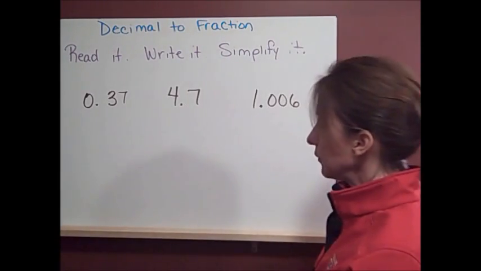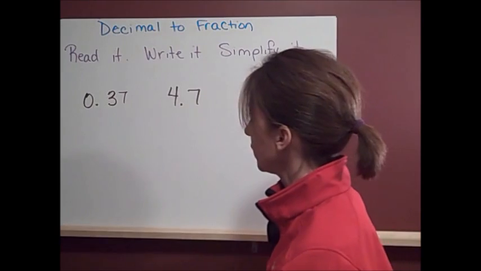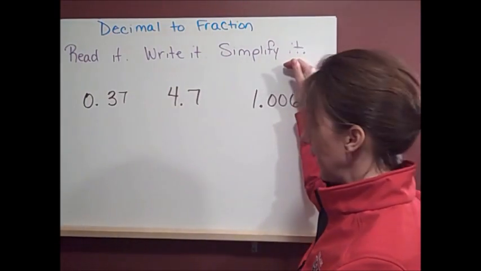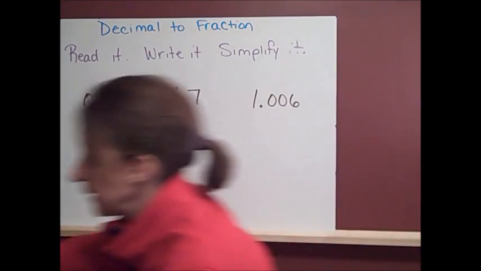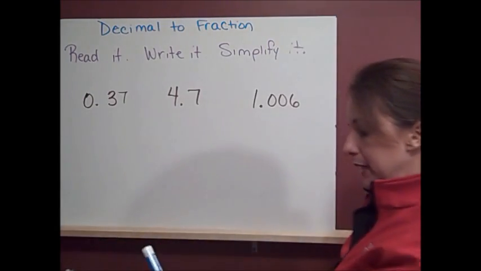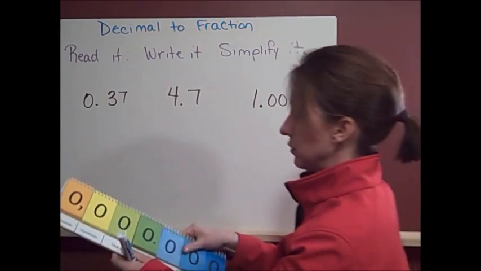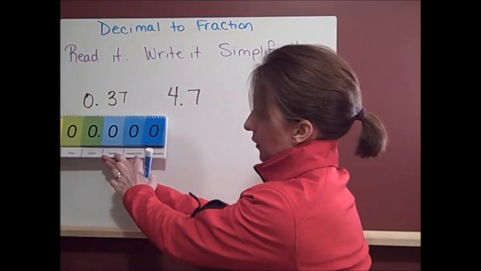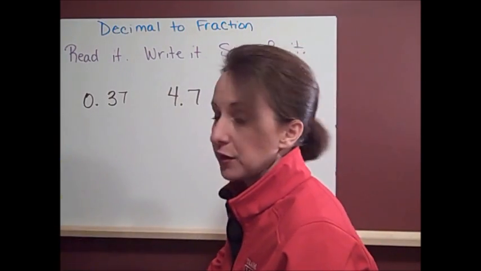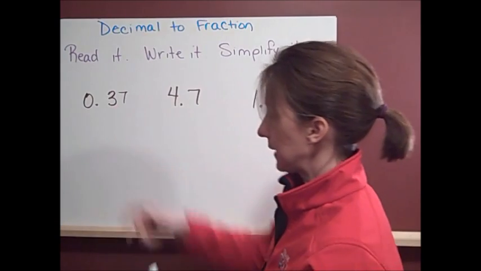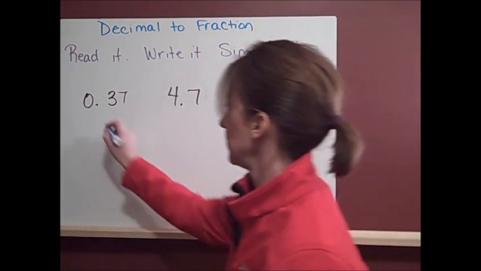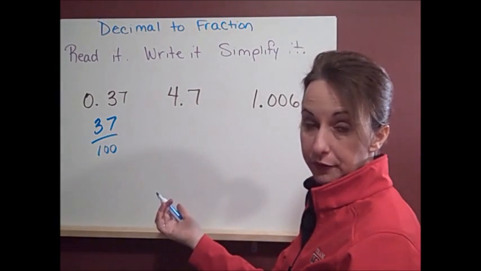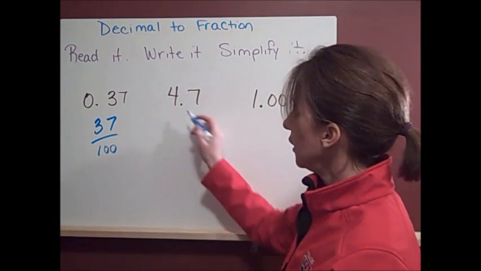Well, what if I have a decimal and I need it all the way back to a fraction? Read it, write it, simplify it. It is imperative that you remember how to read place value charts. So if this were on my place value chart, the last digit used is hundredths. That's the word that I say, 37 hundredths. Read it, write it, simplify it. This is simplified.